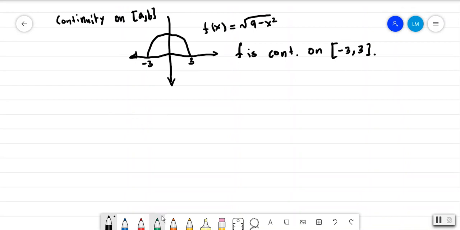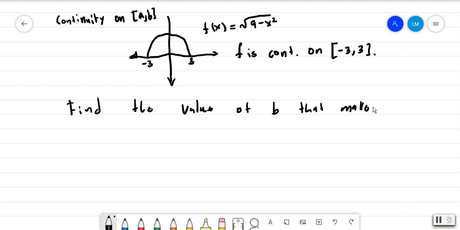Now, the last example that I'm going to look at is a classic problem where, let's say that we want to find the value of b that makes f of x continuous.